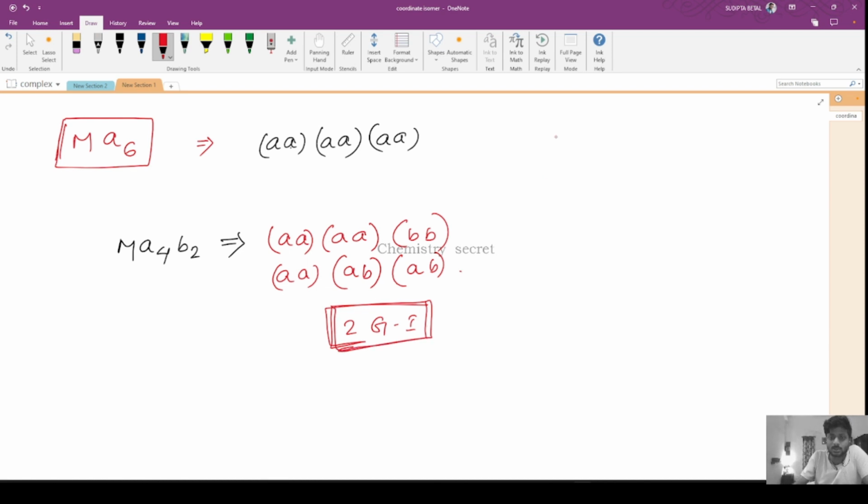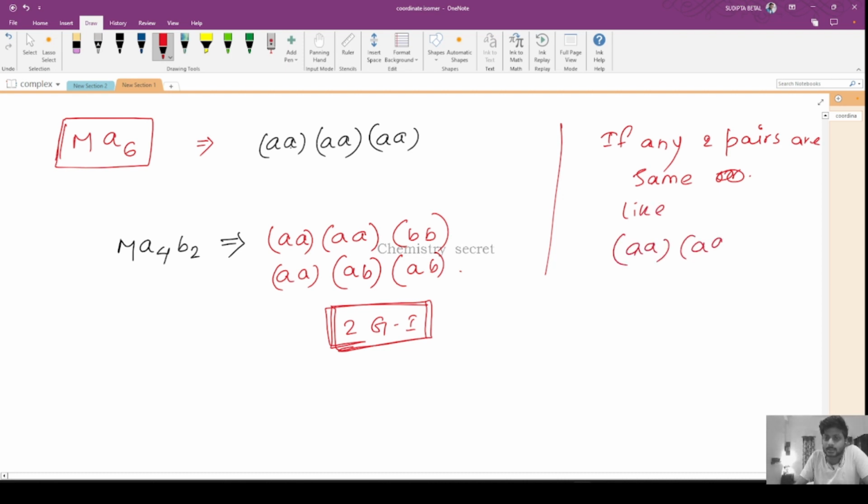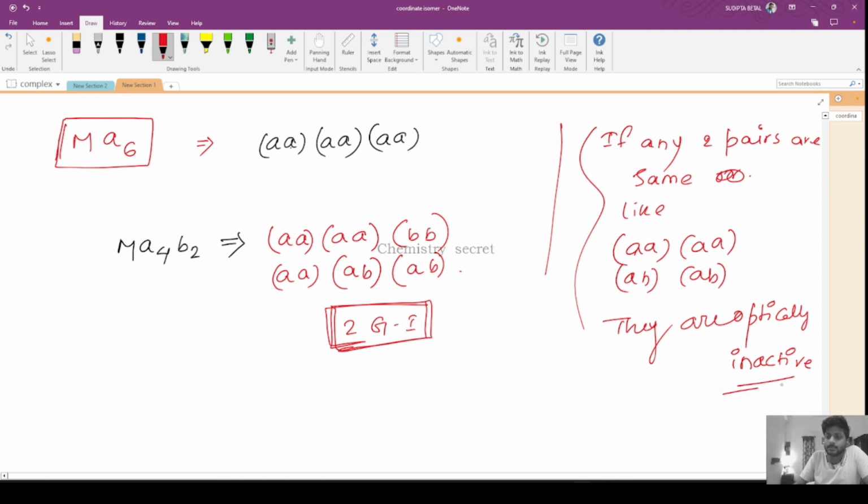How do I know there is no optical isomer? Because, to present an optical isomer, if any two pairs are the same, like AA, two pairs are same, if AB and AB, two pairs are same, then they are optically inactive. Okay, they are optically inactive, not active. So if the same type of isomer is present, they are optically inactive. In this case, we can see that AA, AB, AB are present, so they both are optically inactive.